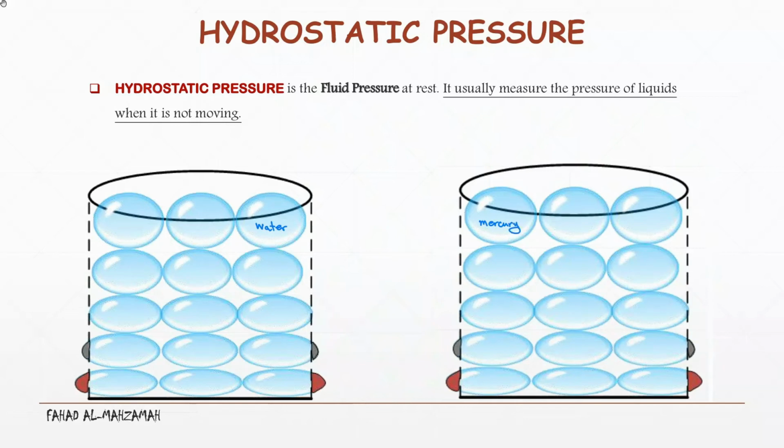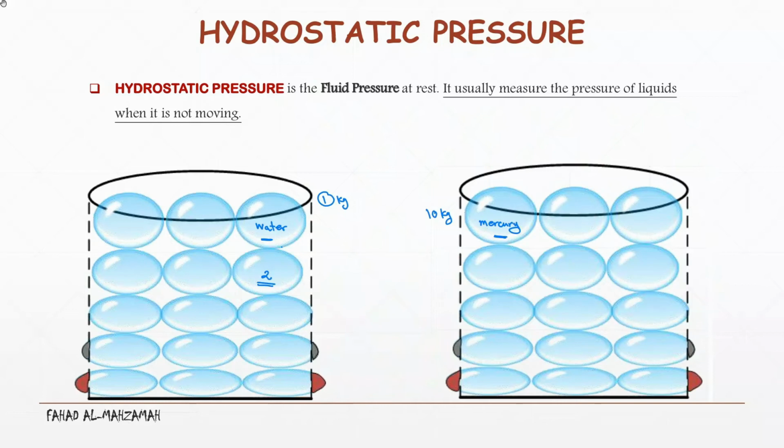Mercury, which is the Arabic الزئبق. And we know that mercury is much heavier than the water. So one molecule of mercury is much heavier or has greater mass than water. Okay. So what do you think? What do you think the pressure at molecule number 2 here? Let's say that we have the mass of one molecule of water equal to 1. Okay. So it's equal 1 here, 1 kilogram, for example.